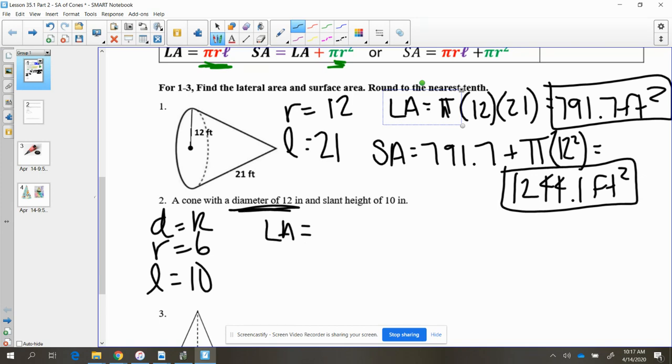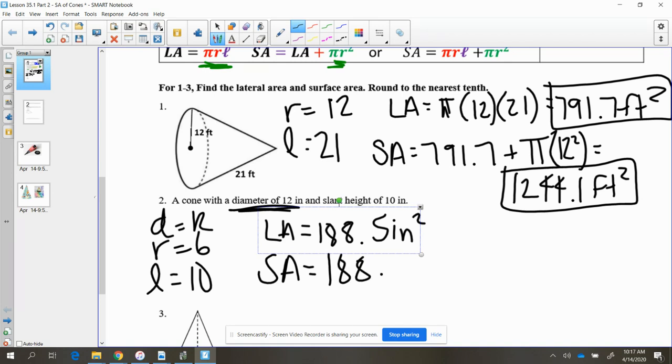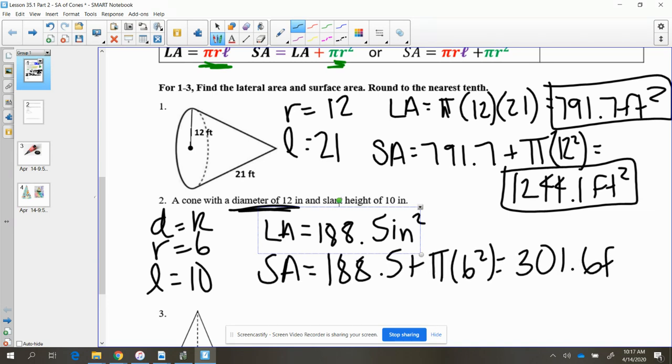Lateral area, you should have had pi times 6 times 10 for a total of 188.5 square inches. And then total surface area, you're going to add onto that 188.5 another pi r squared for a total of 301.6 square feet on that one.